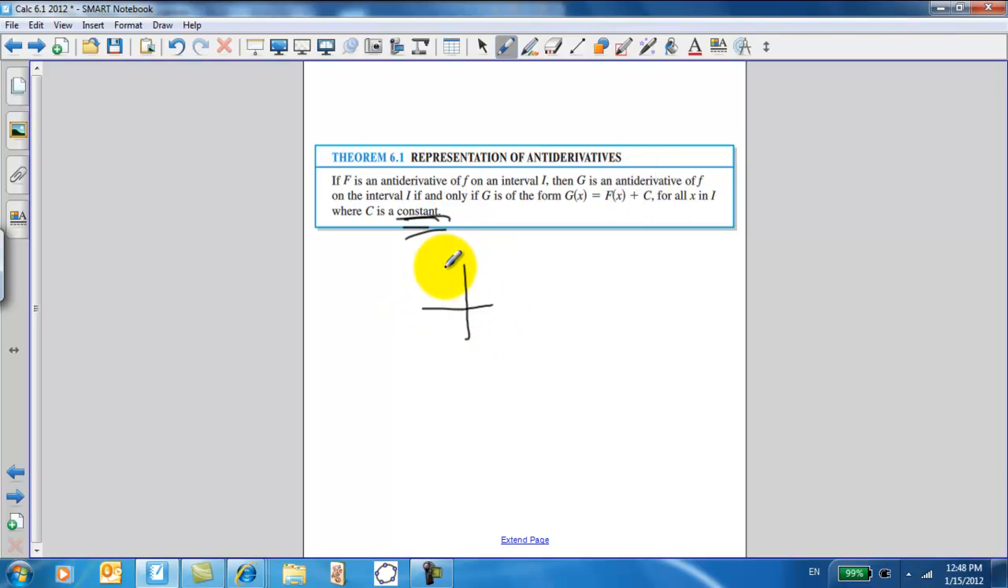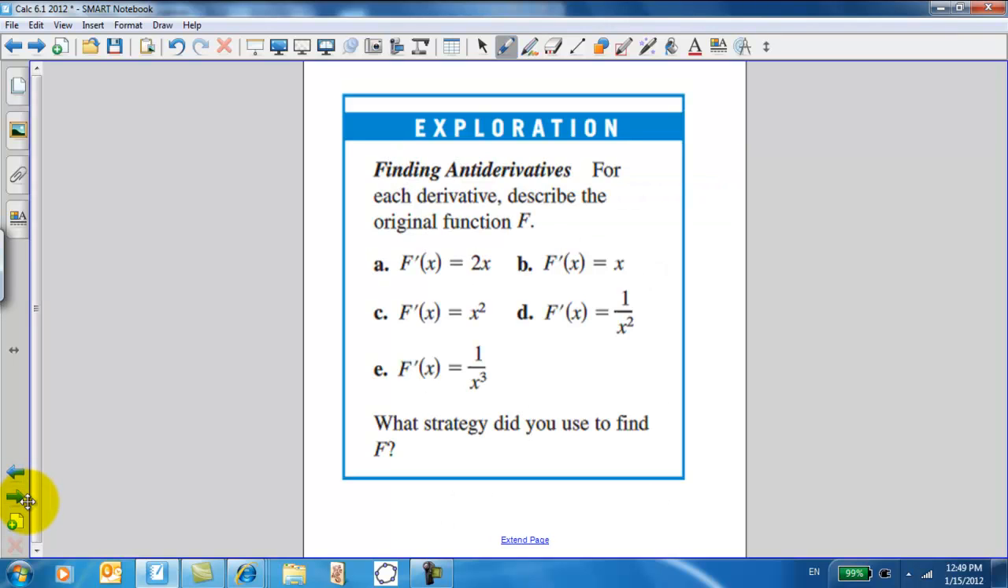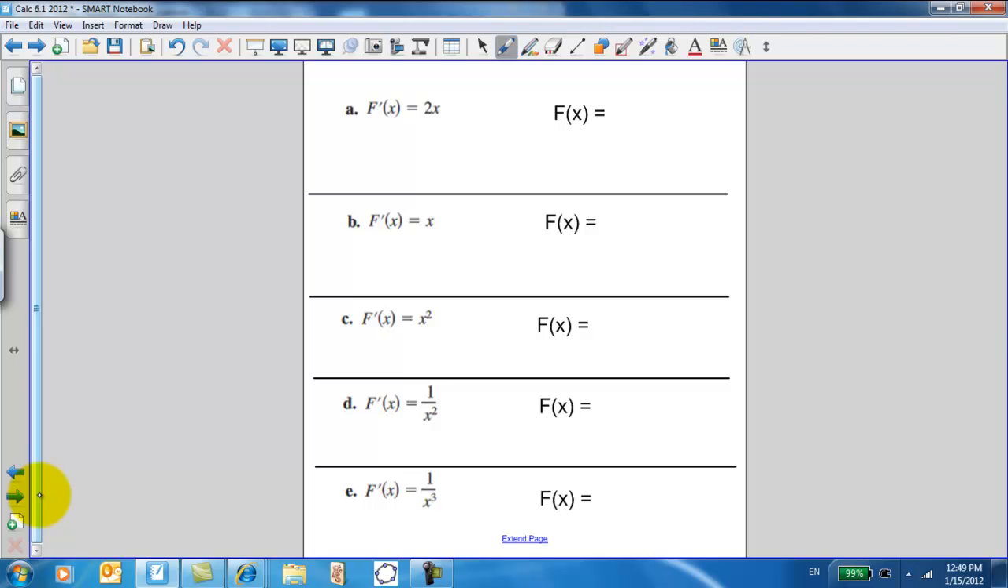Basically, take all these parabolas: y equals x squared plus 2, y equals x squared, y equals x squared minus 3. When I take their derivative, you get the same thing: 2x, 2x, 2x, because the constant term falls out. So when we go backwards, we have to reintroduce that constant term, and there's a little uncertainty. We'll need more information about the original function to narrow down what that constant is. So we're going to explore a little bit and try some antiderivatives.